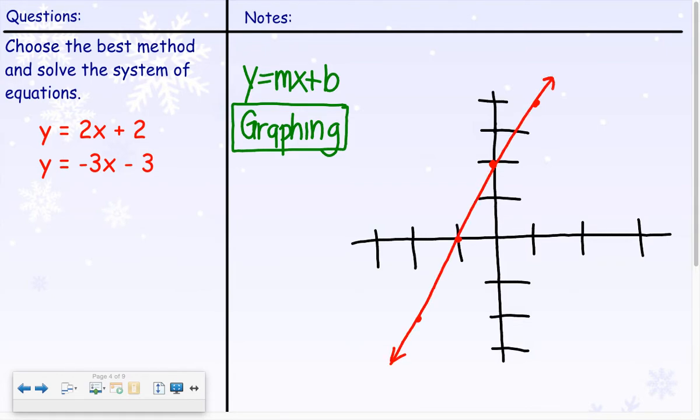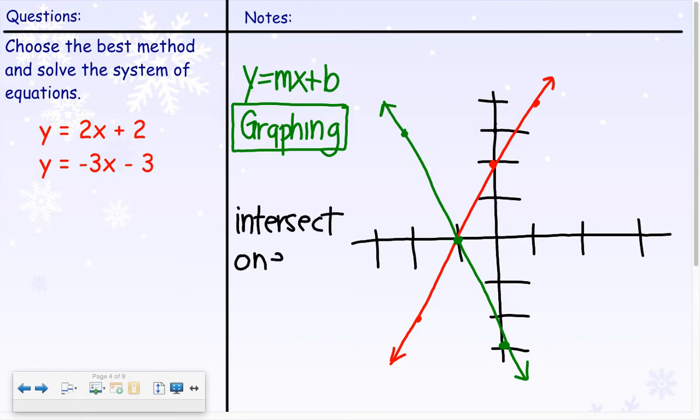And then I'm going to graph my other equation, so negative 3x minus 3. So negative 3 is my y-intercept, and I'm actually going to go backwards, just because we'll go off the graph otherwise. And you will notice that these two lines intersect. So we need to write intersecting, one solution, in the ordered pair, which would be negative 1, 0. So intersecting, one solution, negative 1, 0 is our answer.